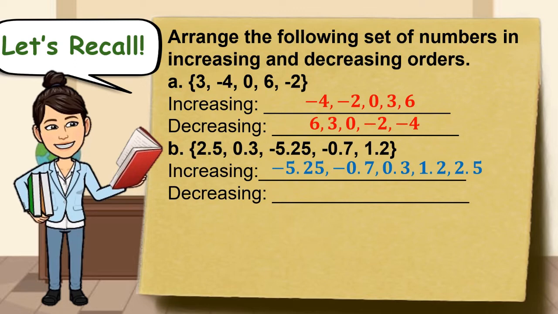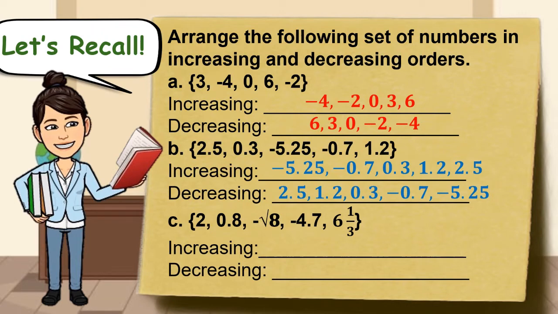For decreasing order, we have 2.5, 1.2, 0.3, negative 0.7, and negative 5.25. For letter C, the increasing order is negative 4.7, negative square root of 8, 0.8, 2, and 6 and 1/3. And the decreasing order is 6 and 1/3, 2, 0.8, negative square root of 8, and negative 4.7. It's just a piece of cake, right?